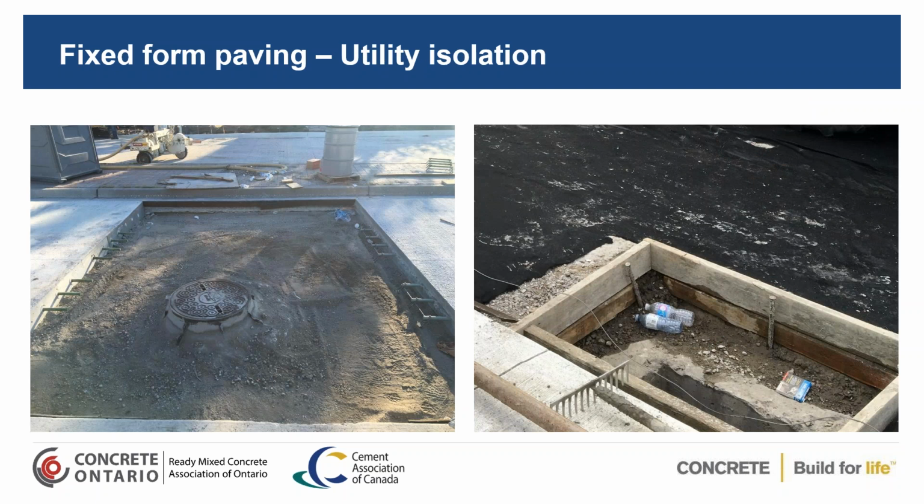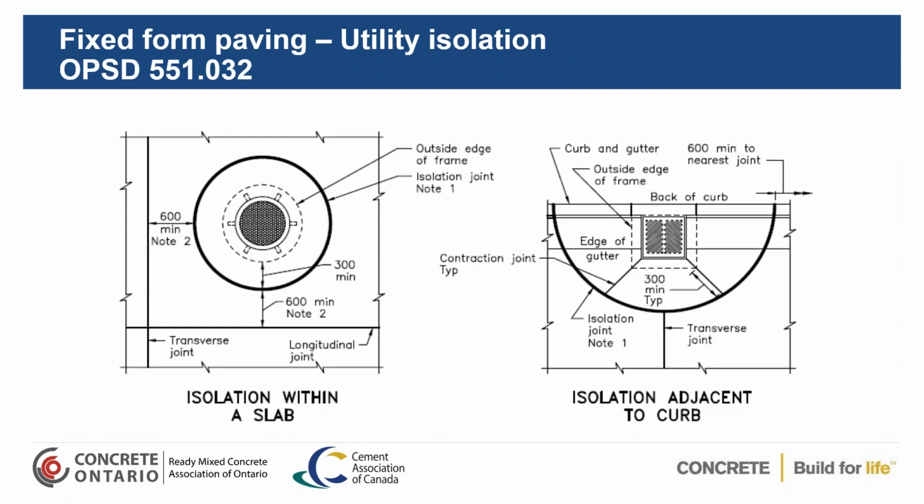So the next one here is just showing the utility isolations. It's important when you have an immovable object, so to speak, a manhole, you want to isolate that and then you want to joint that properly. OPSS has a spec, 551.032, and it shows you how to go about isolating.